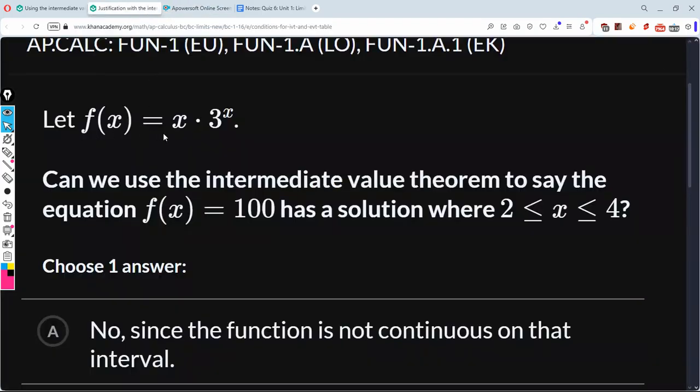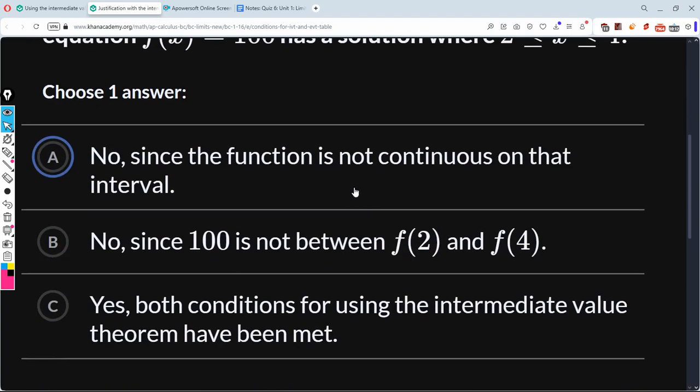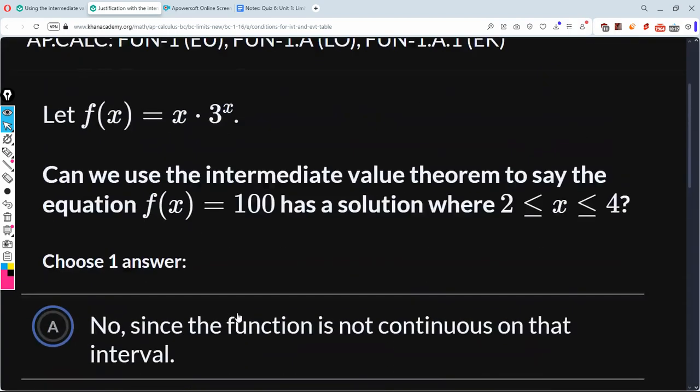All right, f of x equals x times 3 to the x. Can we use the theorem to say that f of x equals 100 has a solution where x is between 2 and 4? Okay, and again, it has to be continuous, and the value has to fall in between. So let's see.